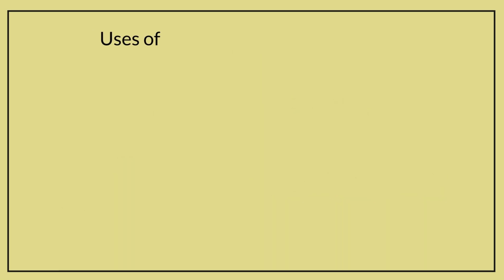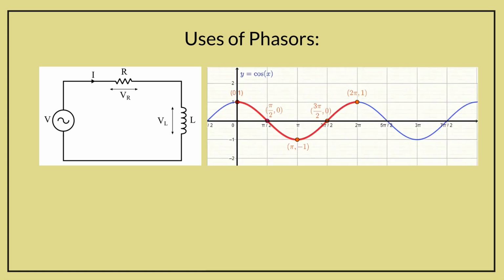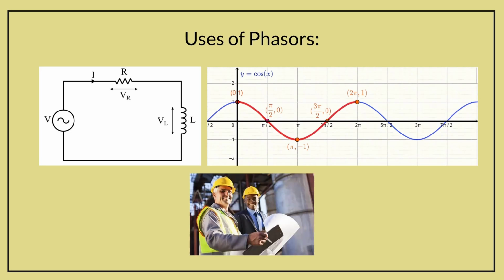More importantly, what are phasors actually used for? They allow for simpler calculation of parameters in AC circuits. They provide an efficient means of analyzing an oscillating function. They are helpful for engineers and physicists. Moving on to more amazing applications.